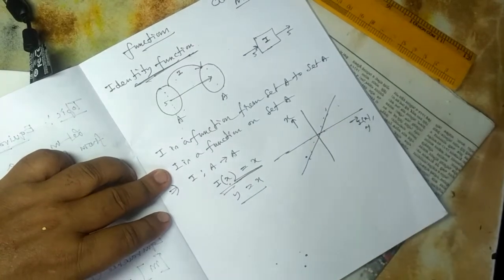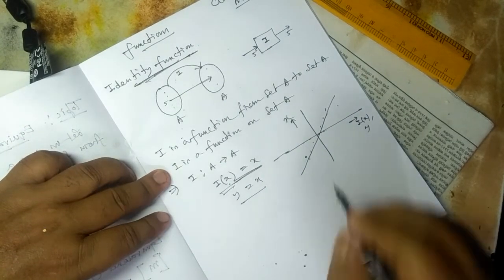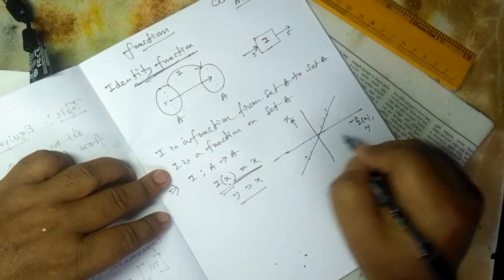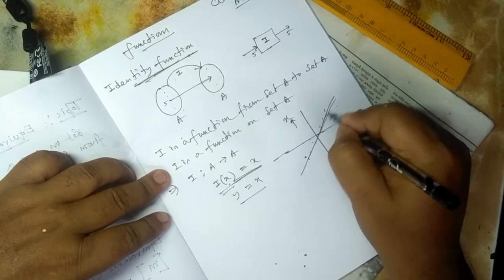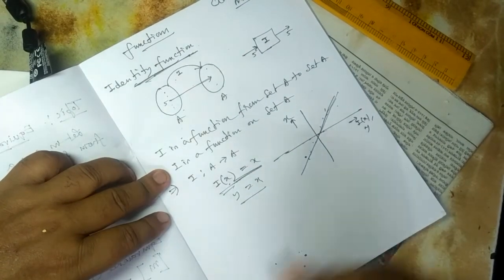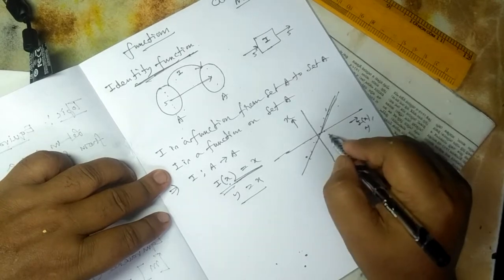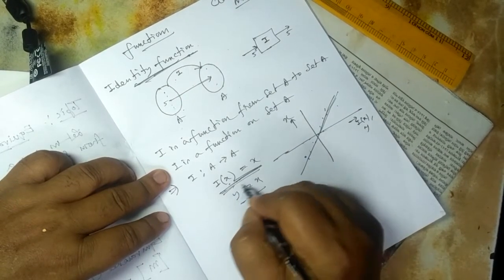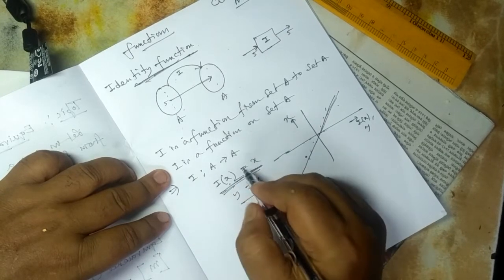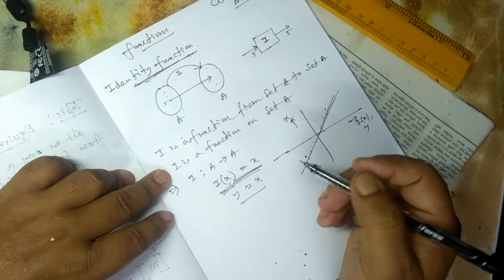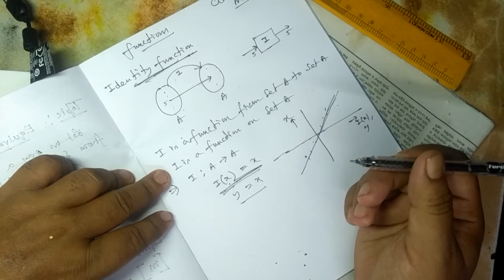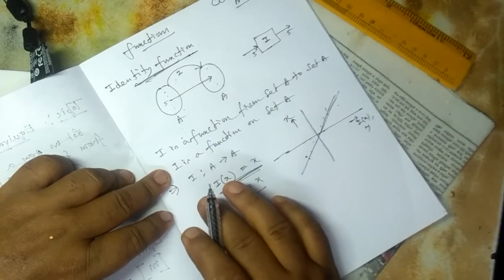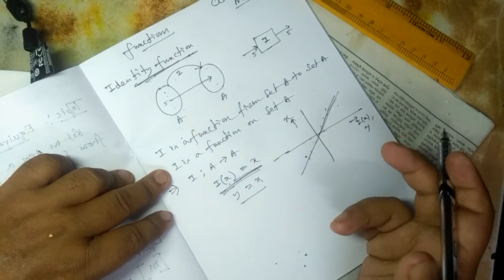That is, it will be at a 45-degree angle. So I of x equals x, and this is the identity function. Remember that in the case of identity function, whatever is the input, the same is the output.